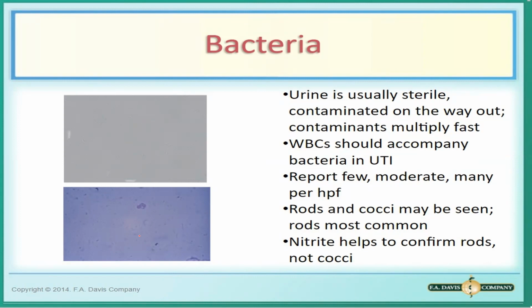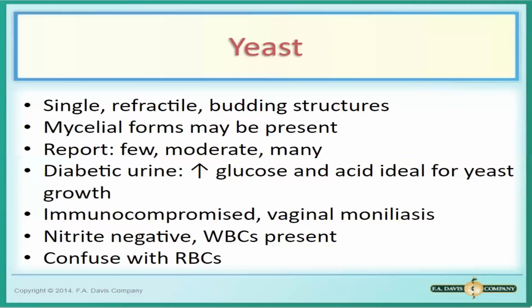Okay? So, rare, few, moderate, high. Most common form is rods or cocci. Nitrite helps to confirm the presence of rods, but not cocci. Next, yeast. Yeast are single refractile budding structures. Mycelial forms may be present as well. Okay?